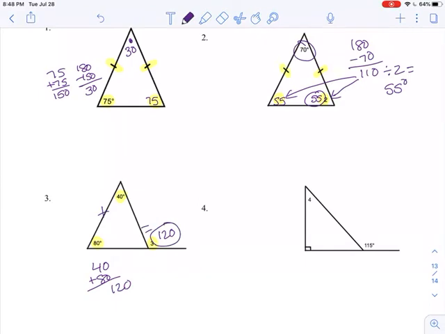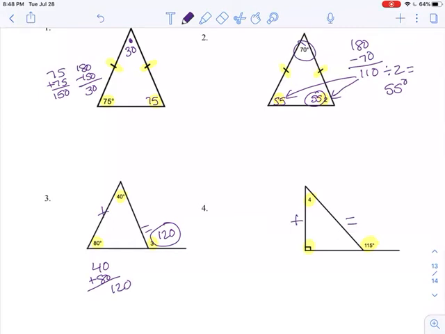Right, so the rule is the exterior angle equals the sum of the two remote interior angles, meaning not the angle that's next to it, but the two that are furthest away from it. Same thing is happening over here on question 4. That 115 is the exterior angle. It equals these two interior angles added together.